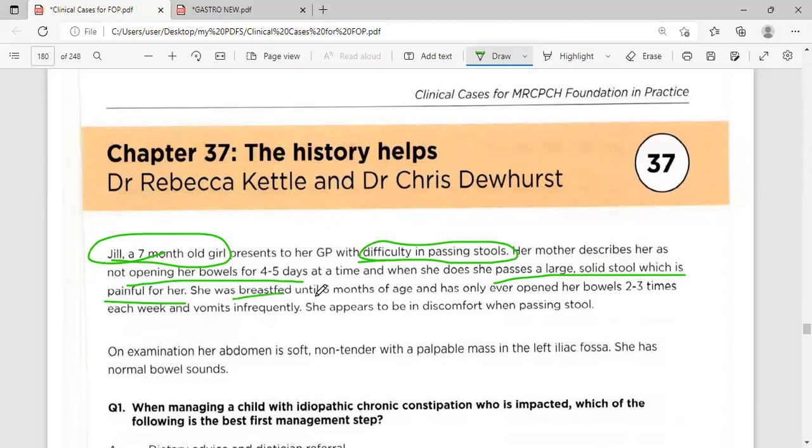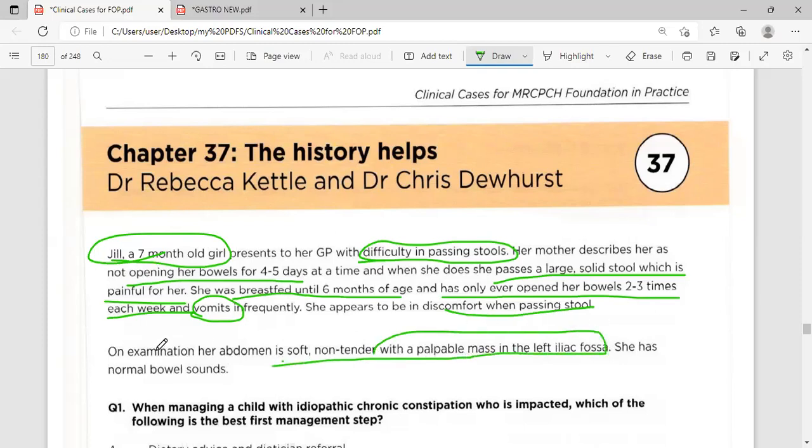She was breastfed until 6 months of age and has only ever opened her bowel 2 to 3 times each week and vomits frequently. She appears to be in discomfort when passing stool. That means it is a case of constipation. On examination, her abdomen is soft, non-tender, with a palpable mass in the left iliac fossa. She has normal bowel sounds. So we said that just a while ago.